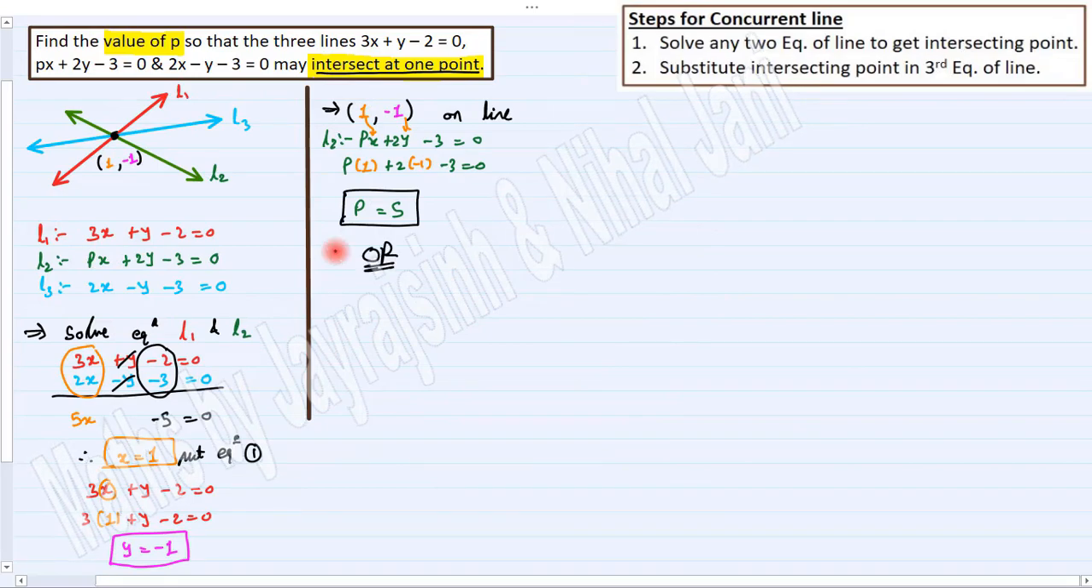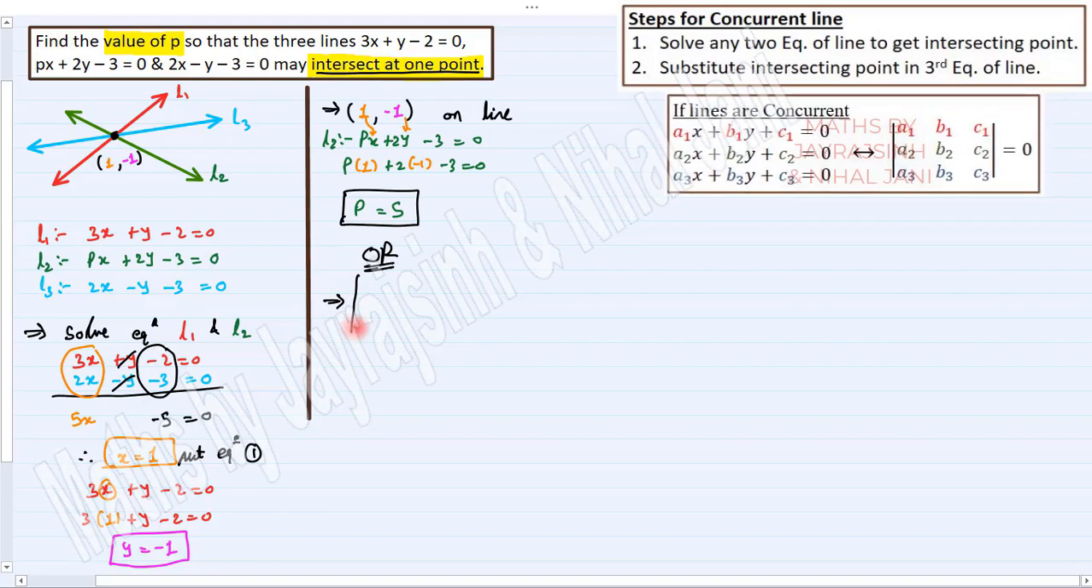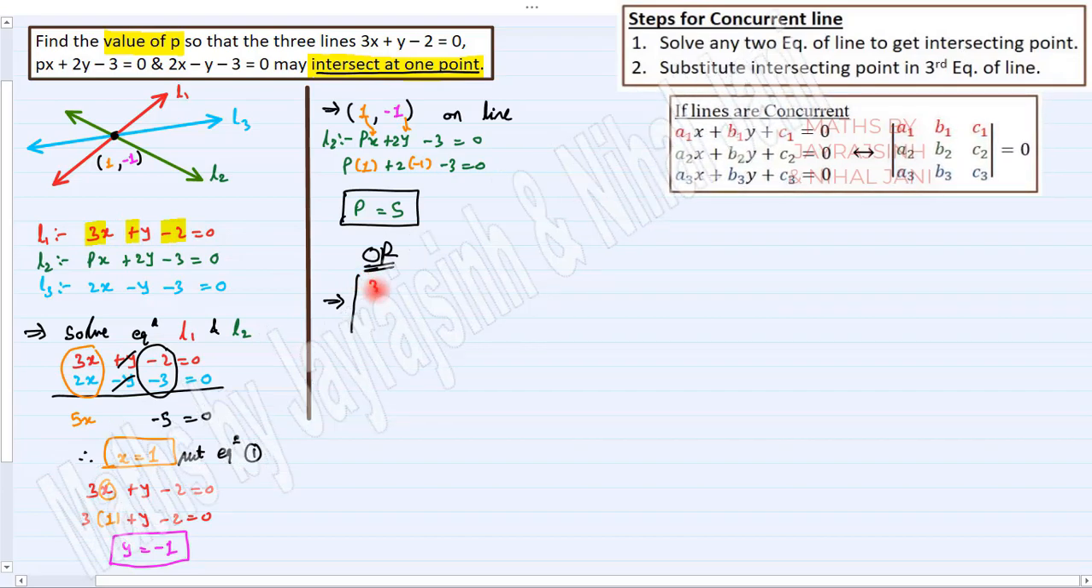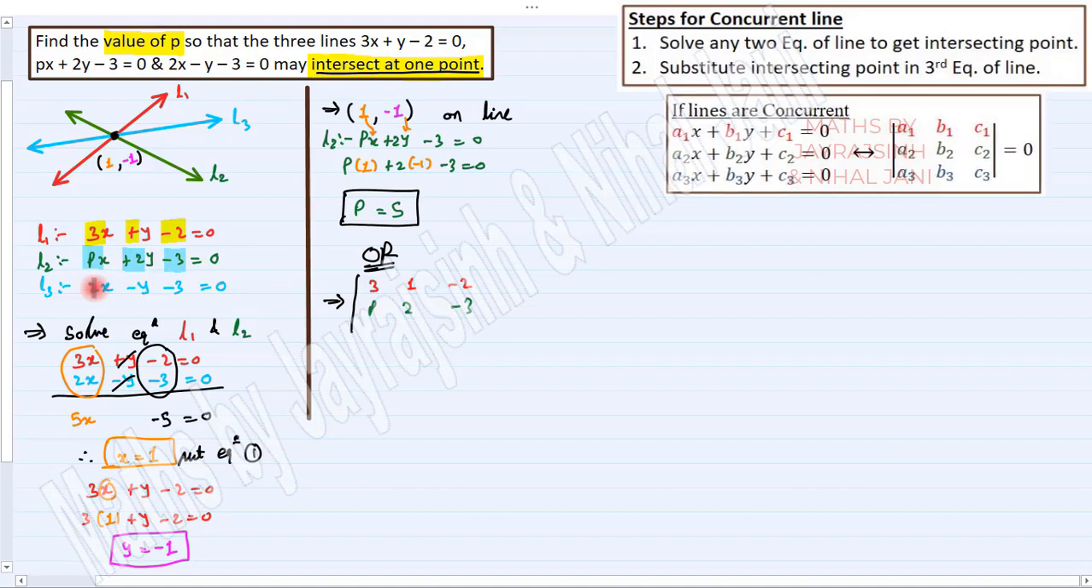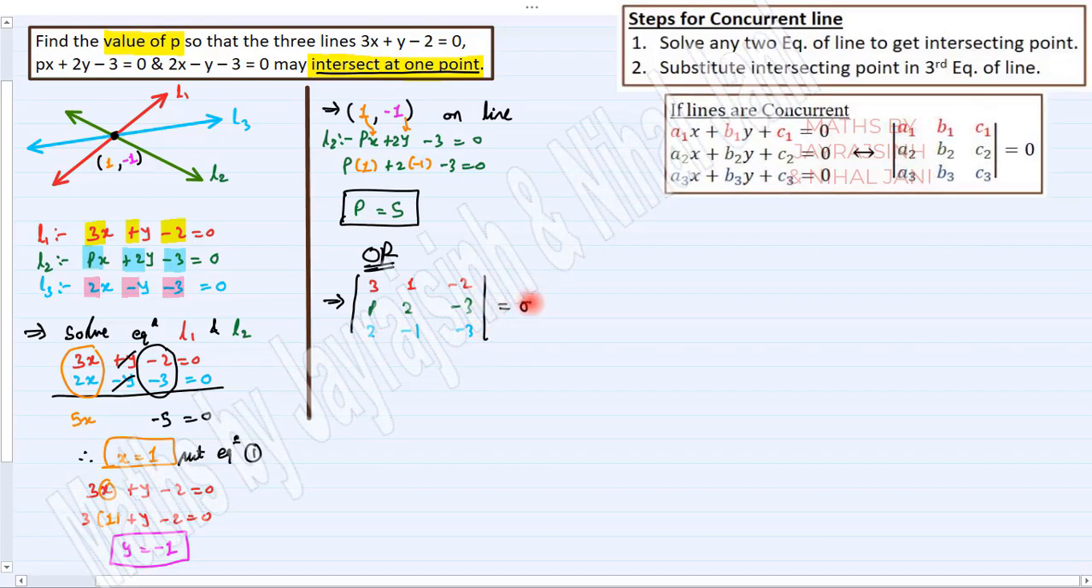Now let's talk about the second method. In this method, you can use a determinant, which is made from the coefficients of the equations of the lines. For concurrent lines, this determinant must be 0. Now let me show you how. The coefficients in the first equation are 3, 1 and minus 2. Then in the second row, we have to place P, 2 and minus 3. And the third row will be 2, minus 1 and minus 3. Now it must be 0.